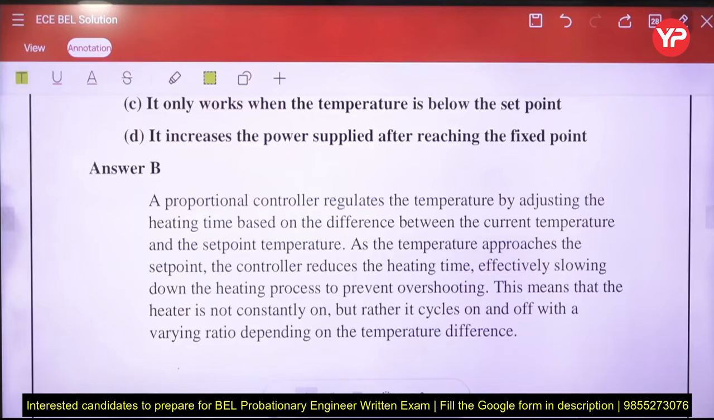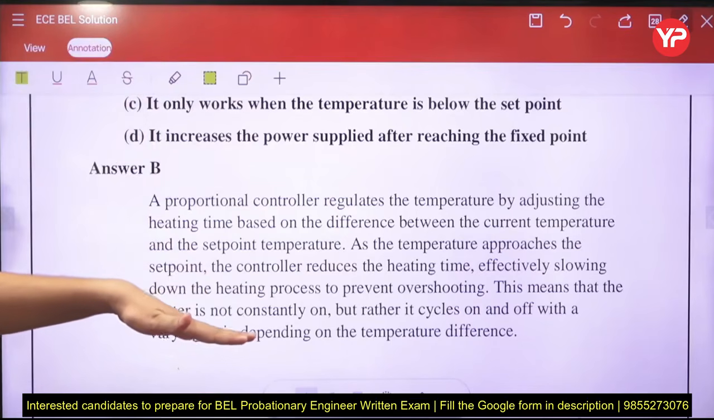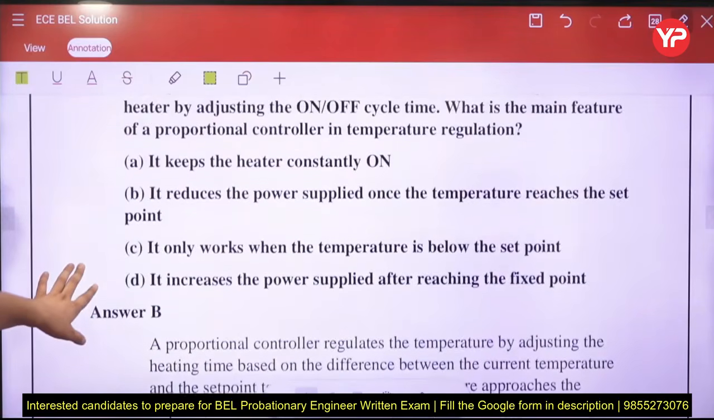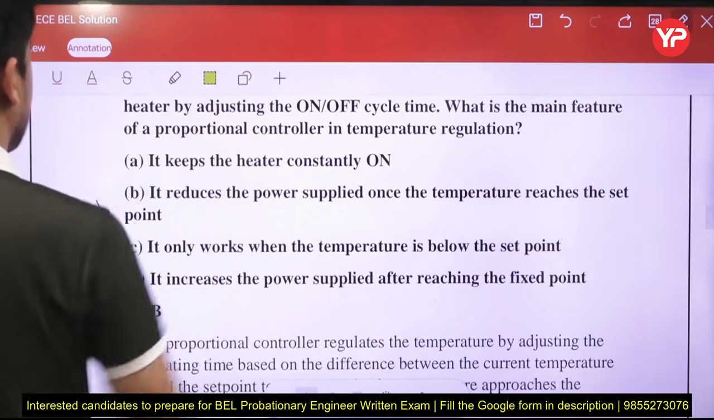As the temperature approaches the set point, the controller reduces the heating time, and if the temperature is going away, it will increase the heating time. So it depends on the temperature difference. Let's check the answers. It keeps the heater on constantly? No. It reduces the power supply once the temperature reaches the set point. That will be the answer.